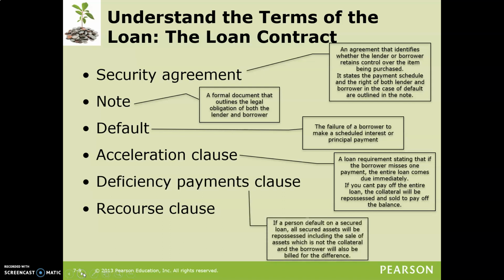So deficiency payment clause states that if a person defaults on a secured loan, all secured assets will be repossessed and sold, and the borrower will also be billed for any difference. Meaning to say, if the collateral has been sold and it is still not enough to cover the loan, other assets will also be repossessed to pay off the claim, and the borrower will also be billed for all other fees, for example administration fee, processing fee, advertisement fee, court fee, and so on.